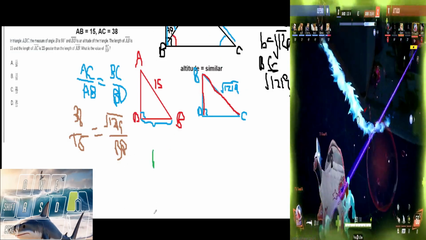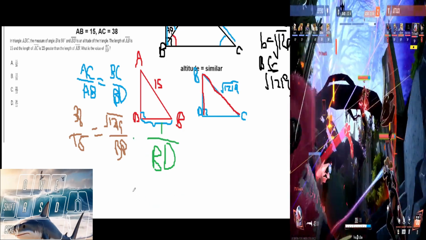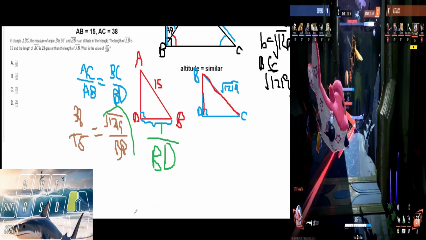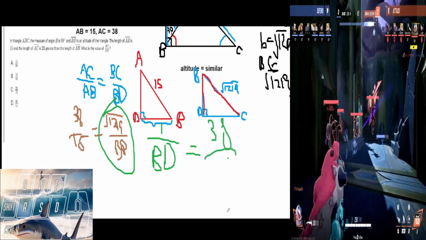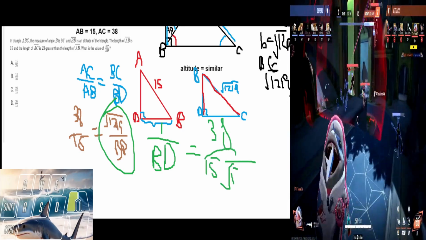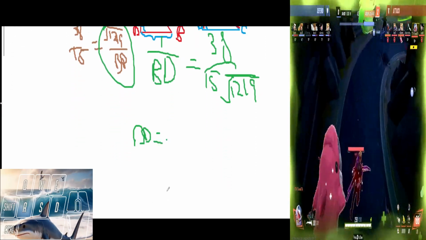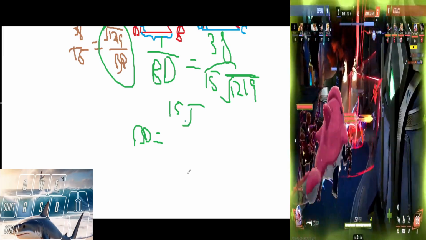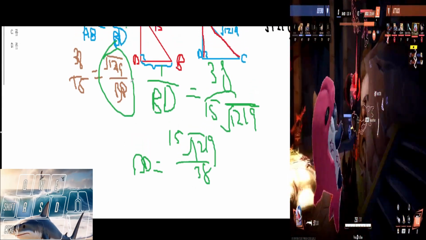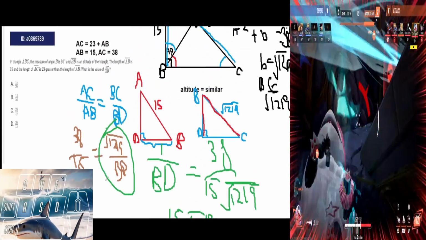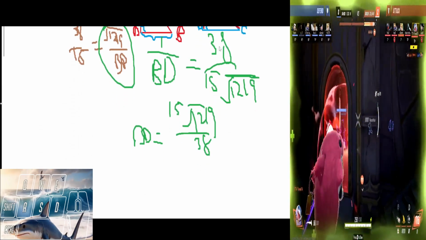Then BD, or rather 1 over BD, don't make this mistake, it's a very easy mistake to make. 1 over BD equals 38 over 15 square roots of 1,219, and therefore BD equals 15 square roots of 1,219 over 38. And there we have our answer, right? Wrong! The question asked for, what is the value of BC over BD?